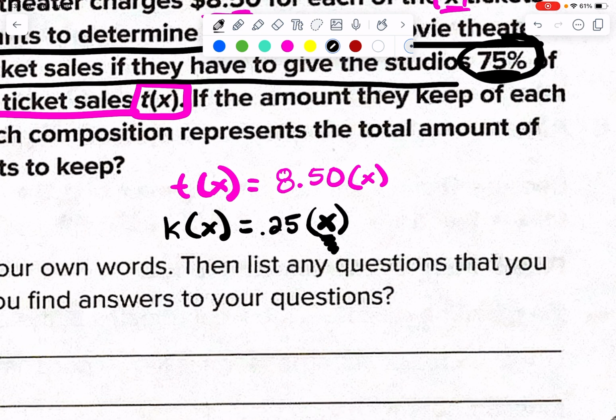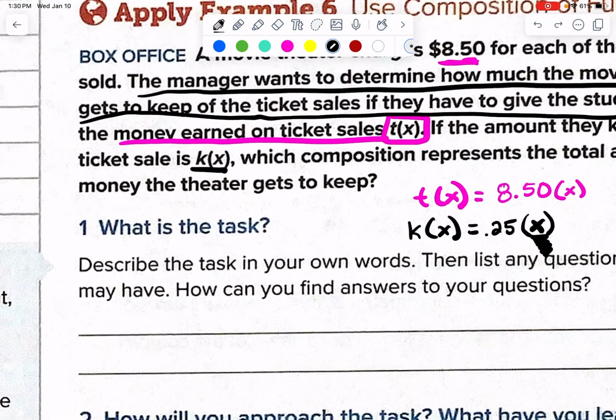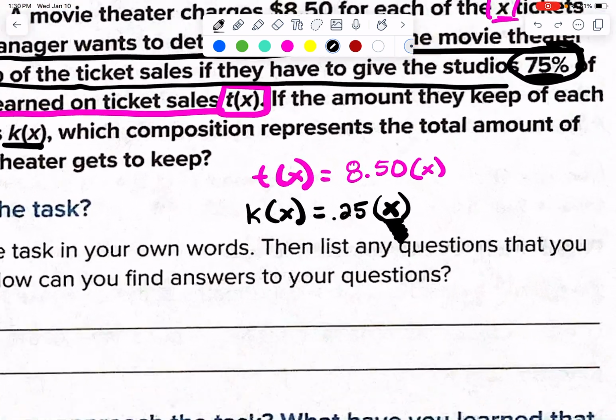So after I figure out how much money I'm making off of the tickets times 8.50, I'm going to take that amount times 0.25, and that's going to tell me how much money the movie theater gets to keep, right?